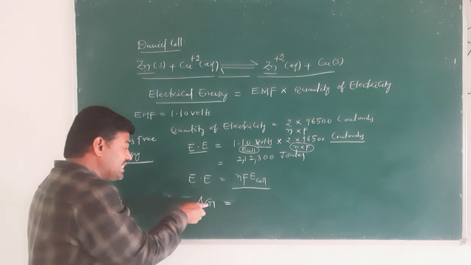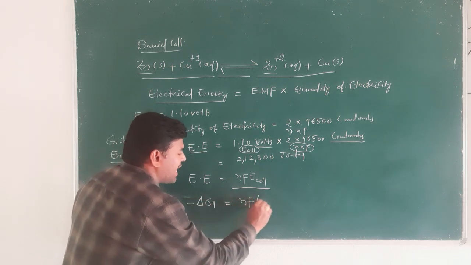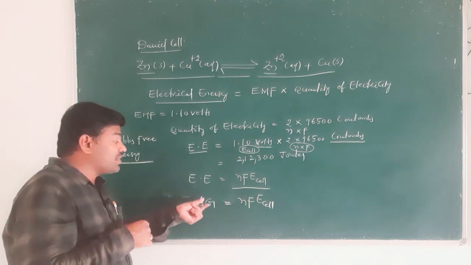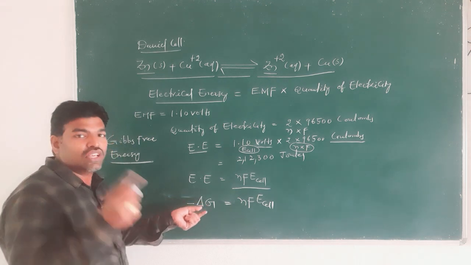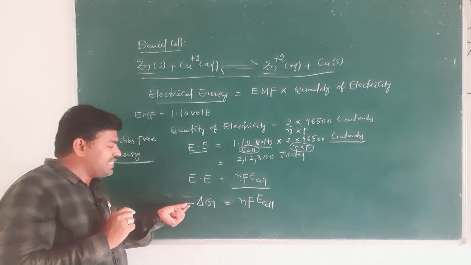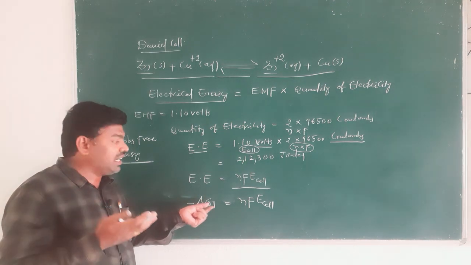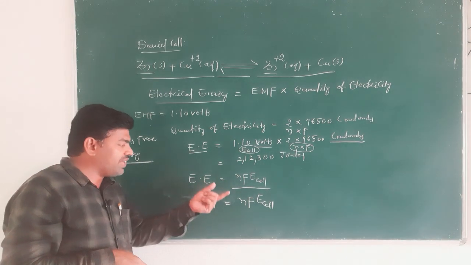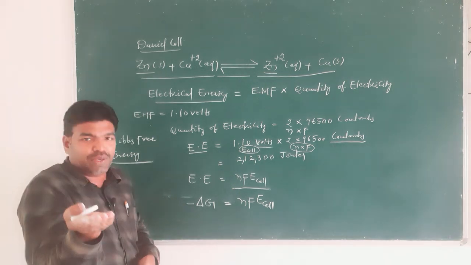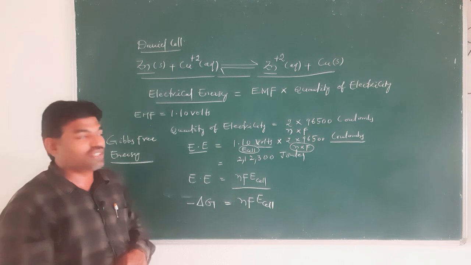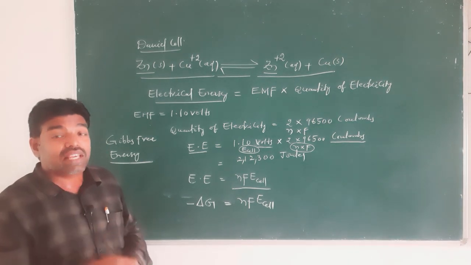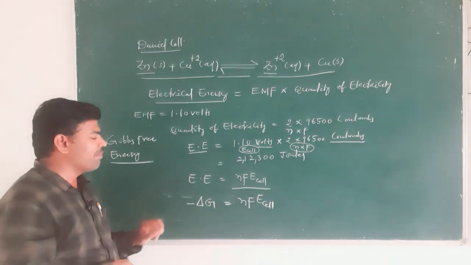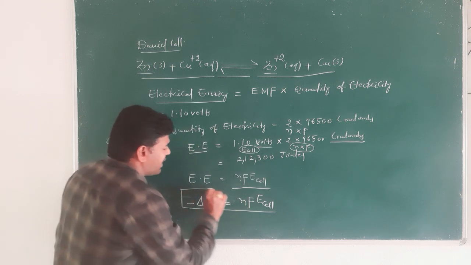Electric energy is the decrease in Gibbs free energy of the redox reaction, nFE cell, right? The minus sign in minus delta G indicates the decrease of Gibbs free energy change. Gibbs and Helmholtz found that the decrease in Gibbs free energy produces electric energy. So this much Gibbs free energy is decreased and converted into electrical energy. That is given by minus delta G is equal to nFE cell.